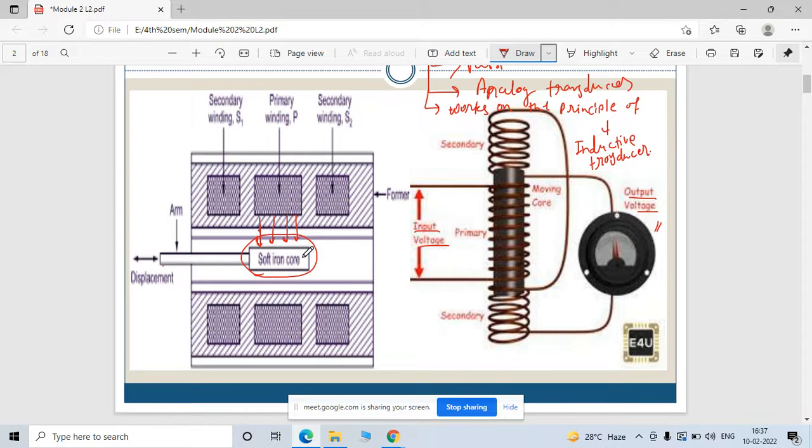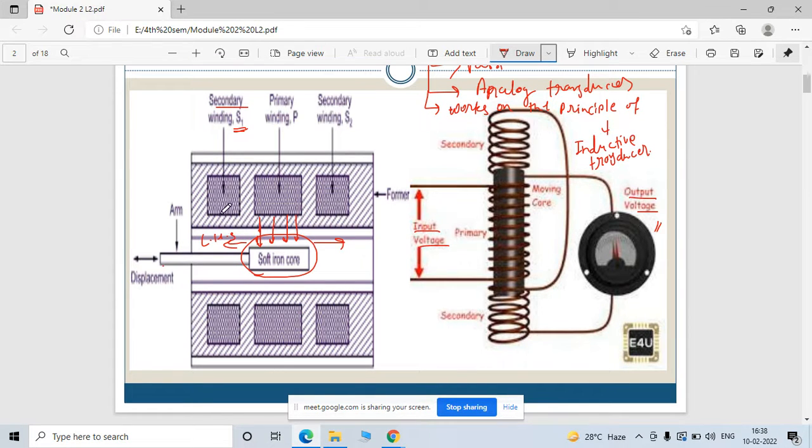So you can say when you displace this iron to this side, this is the left hand side and this is your right hand side. So when you displace this iron to the left hand side, where will the maximum flux linkage be? कहाँ पे होगा? Flux linking is maximum in front of this S1. This is a secondary winding S1. So the S1 side produces the maximum amount of induced EMF, because more flux linkage is with this at this position.